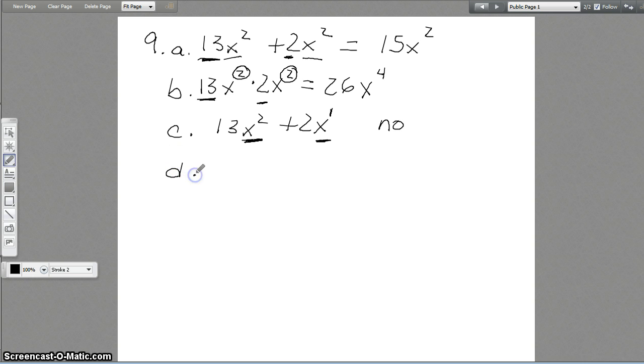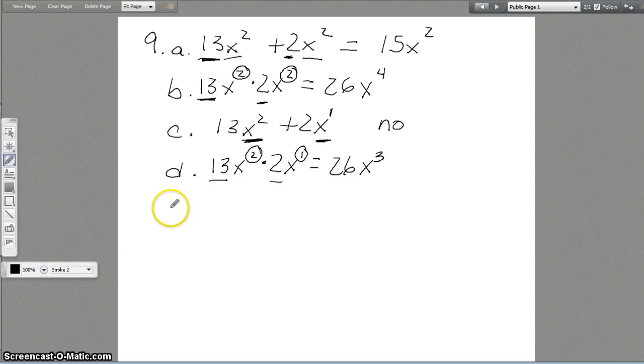Okay, part D, 13x squared times 2x. Now we can always multiply, so that's not a problem. When we're multiplying, we take the coefficient of one and multiply it by the coefficient of the other. 13 times 2 is 26. Then we write down our x. The power on the x, the degree of the x, is going to be the sum of our exponents. We have 2, and there's no exponent written here, so it is understood to be 1. 2 plus 1 is 3, so we have 26x cubed.